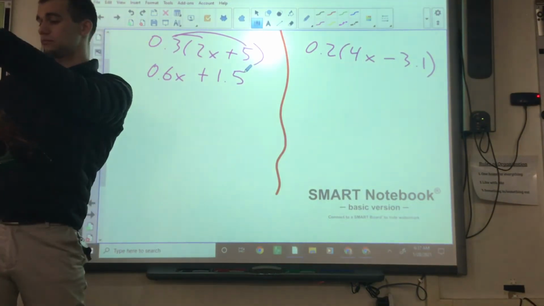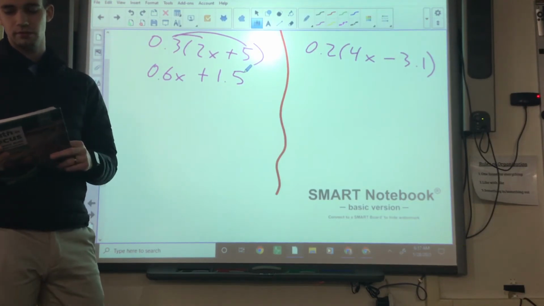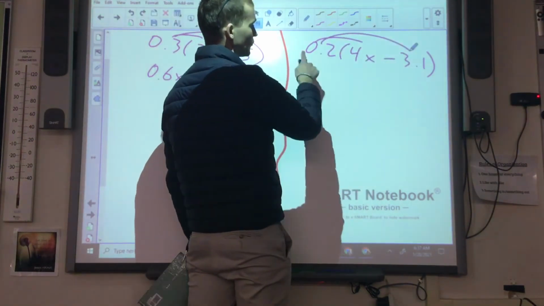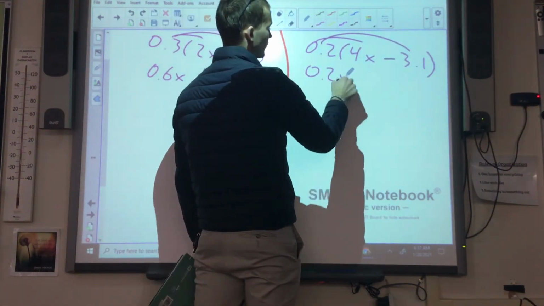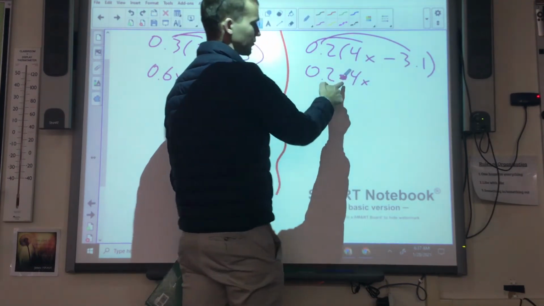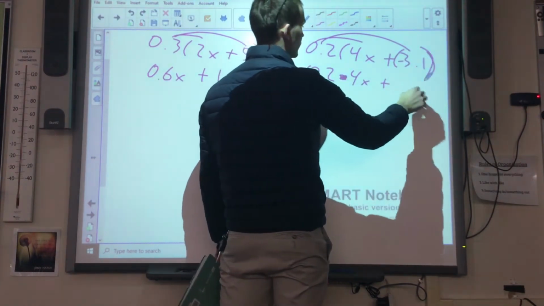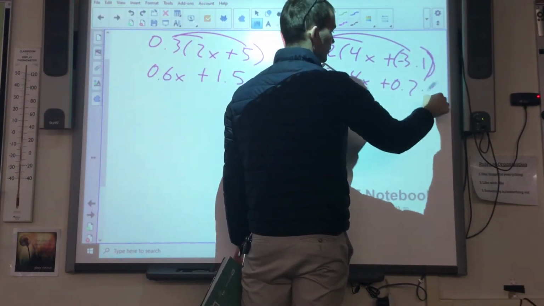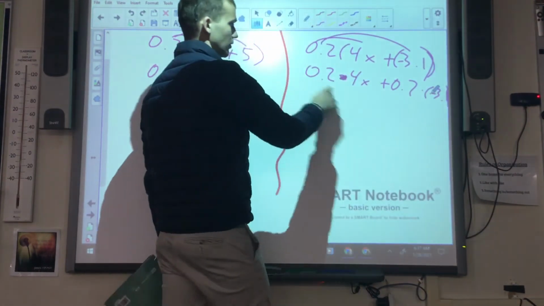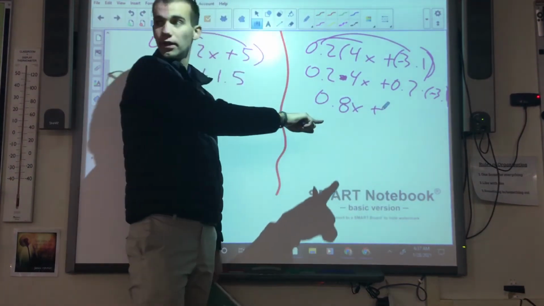And 7? 0.8x minus 6.2. Okay, so 2 tenths times 4x, plus, I'm going to say plus a negative right here, 0.2 times negative 3.1. So here we do get 0.8x, which is what you had, right?